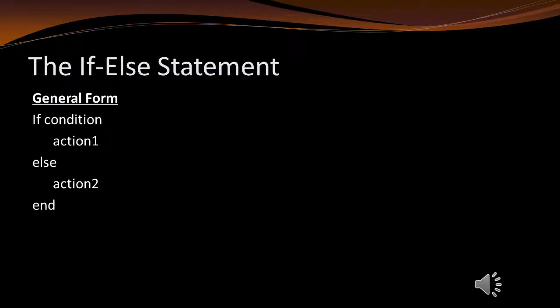The if-else statement. The if-else statement is used to choose between two statements or sets of statements. The general form is as follows. First, the condition is evaluated. If it is true, then the set of statements designated as action 1 is executed, and that is the end of the if-else statement. If, instead, the condition is false, the second part of statements designated as action 2 is executed, and that is the end of the if-else statement.